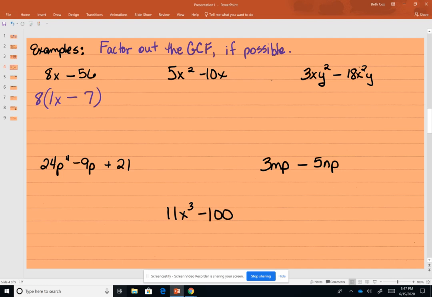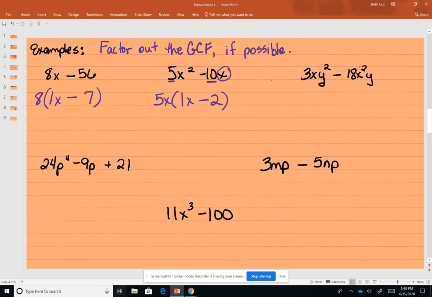This next one, look at my numbers, 5 and 10. Well, there's a 5 common there. And then I look at my variables. Remember, it's the least power of the variable, or the smallest power of your variable. And so for this problem, it's going to be a plain x. And so 5 divided by 5 is 1. And then x squared divided by x is x. 10 divided by 5 is 2. And x divided by x is 1.